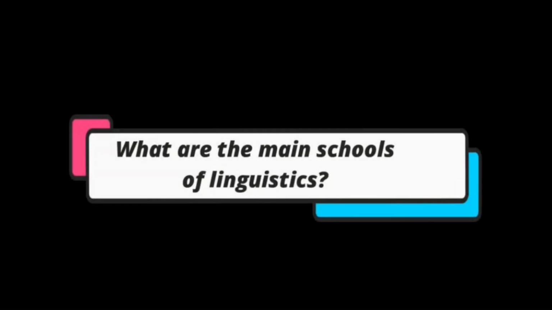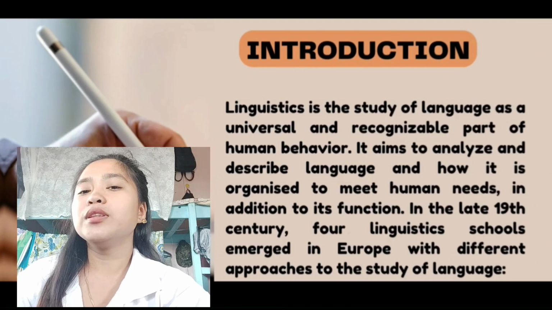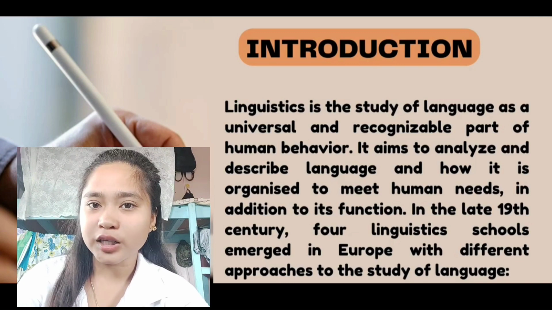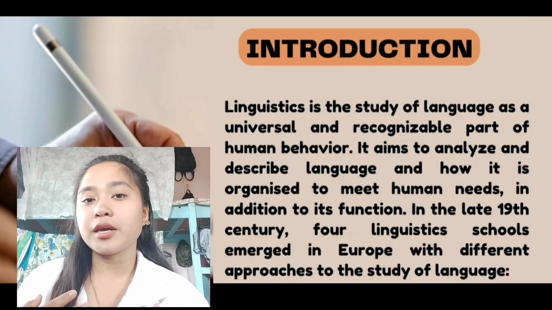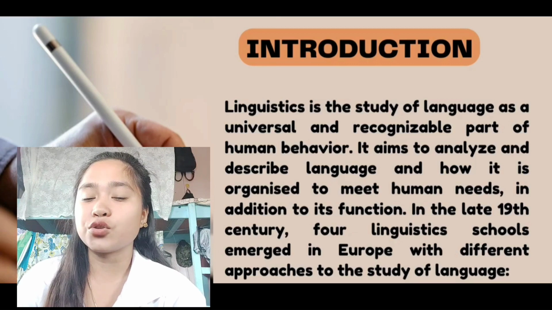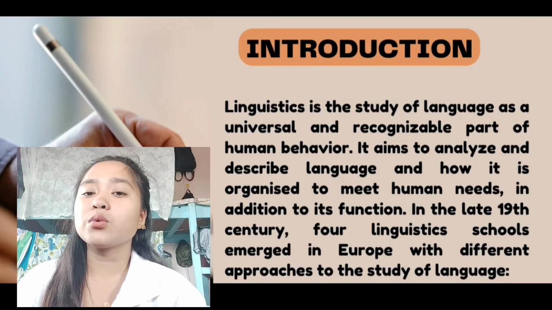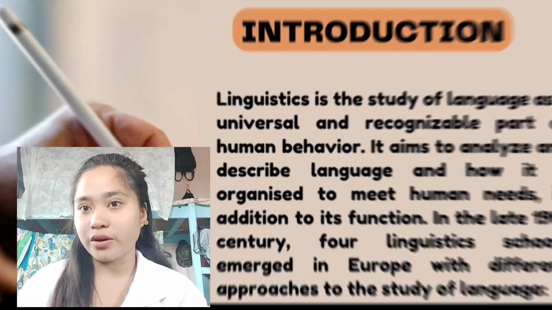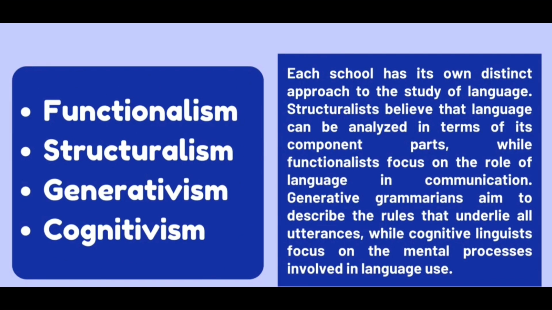So, what are the main schools of linguistics? Linguistics is the study of language as a universal and recognizable part of human behavior. It is aimed to analyze and describe language and how it is organized to meet human needs, in addition to its function. In the late 19th century, four linguistic schools emerged in Europe with different approaches to the study of language. So we have functionalism, structuralism, generativism, and cognitivism. Each school has its own distinct approach to the study of language.